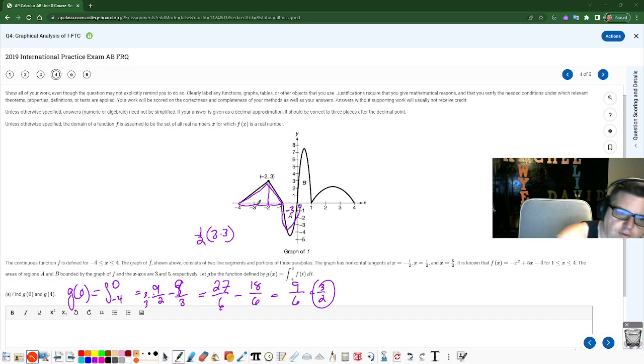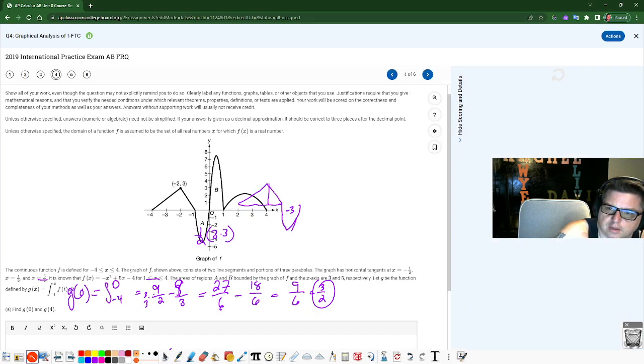So we had to find the area of this triangle. Then we know the area of this because it said the regions A and B are bounded, and they are 3 and 5, so I know this is 3. It's underneath the graph, so it's negative 3. And let's see how that plays out.